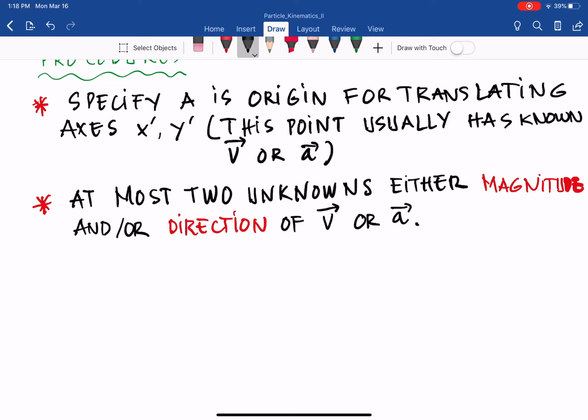Because it's a vector equation, you can have 2 equations by projecting it onto the x and y axes, for example. And for one vector, we have magnitude and direction, and those are the two unknowns.